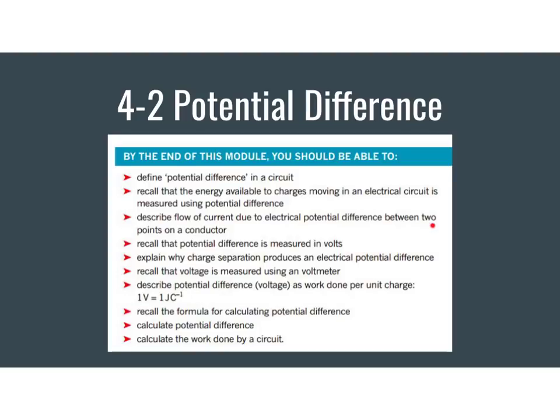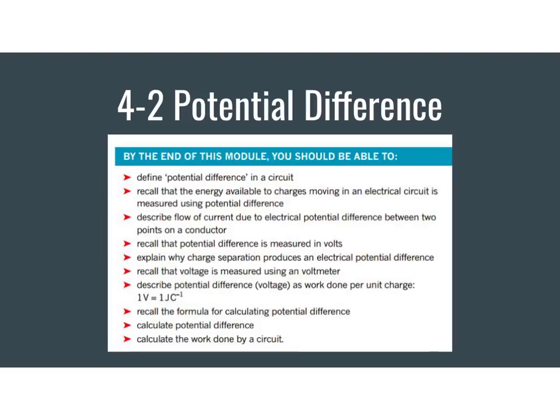We're looking at the potential differences between two points on a conductor or two points within a field. As I said, we'll talk a little bit about field theory, which the textbook doesn't do. The textbook refers to conductors, but we'll be talking about electric fields in general. We'll look at the units: volts, understanding potential differences, joules per coulomb, and a little at the end, looking at the energy, the work done by a circuit.